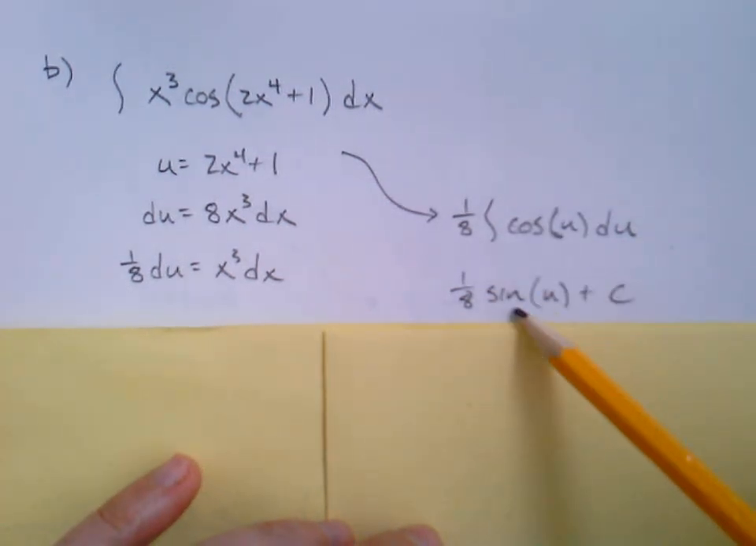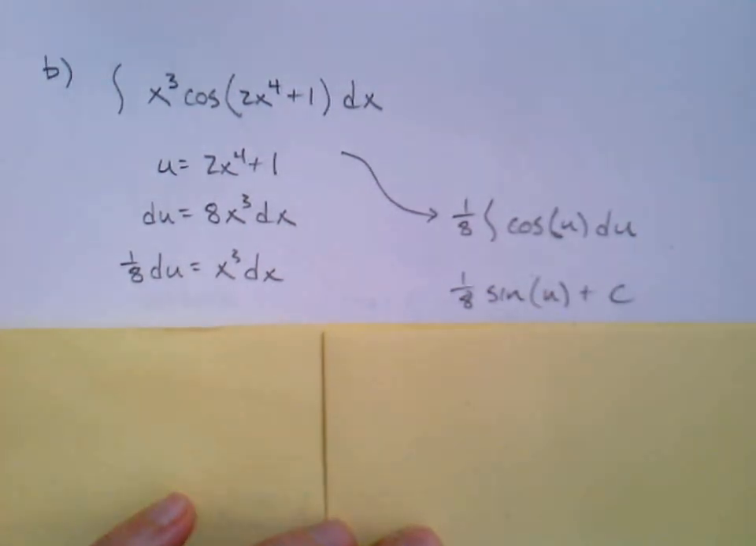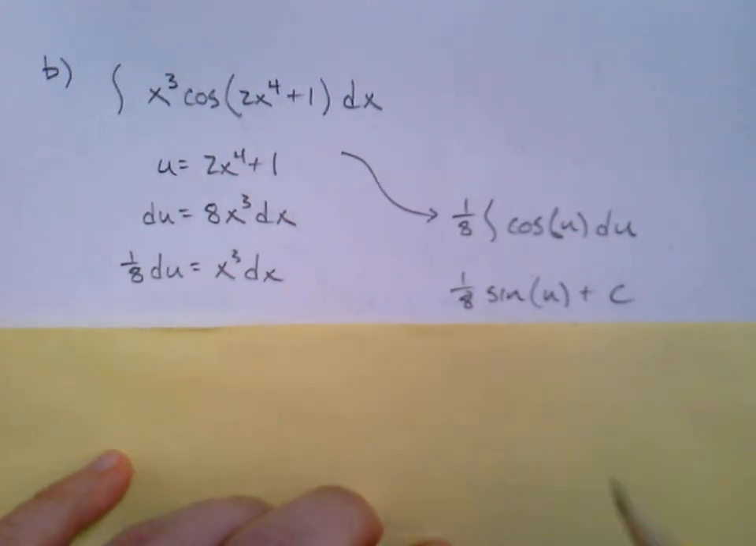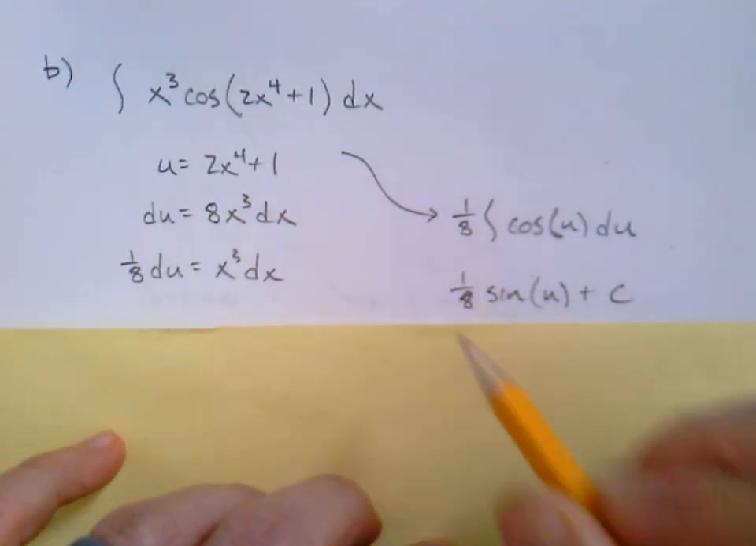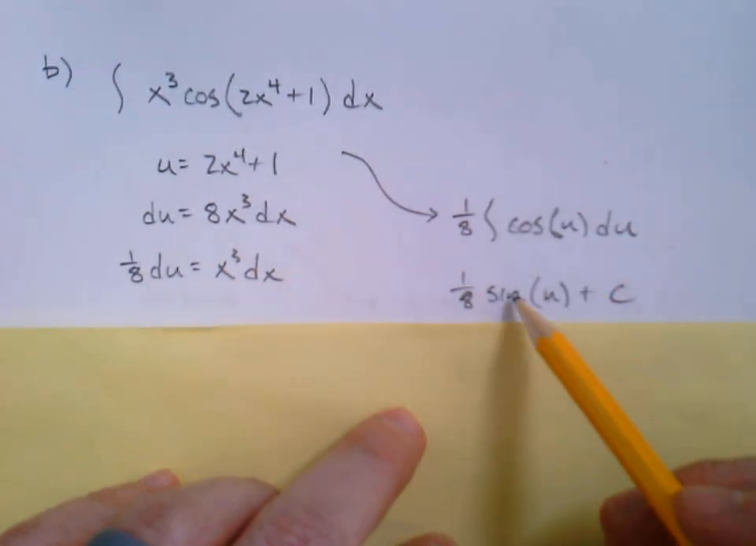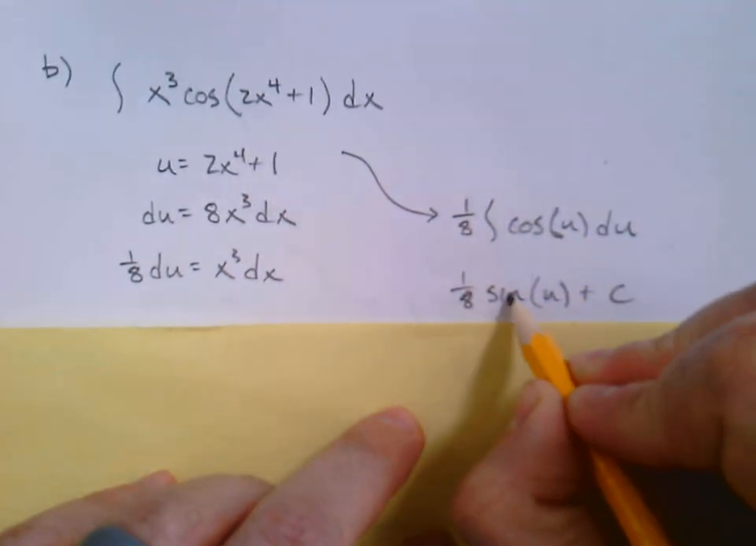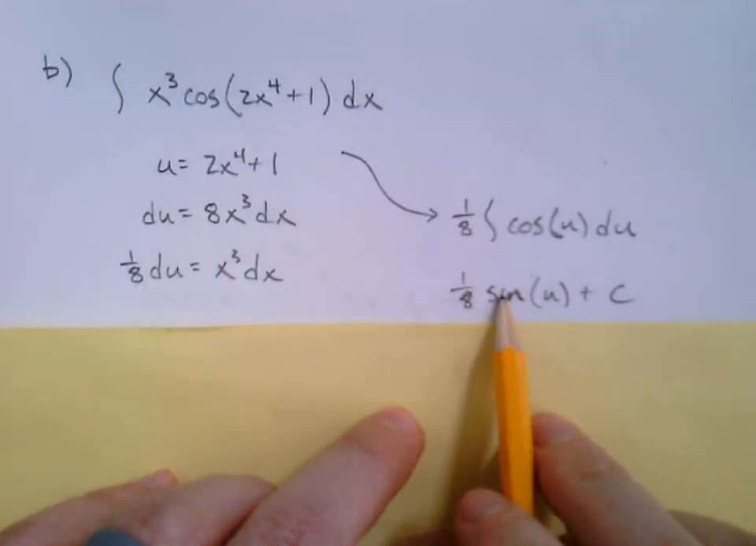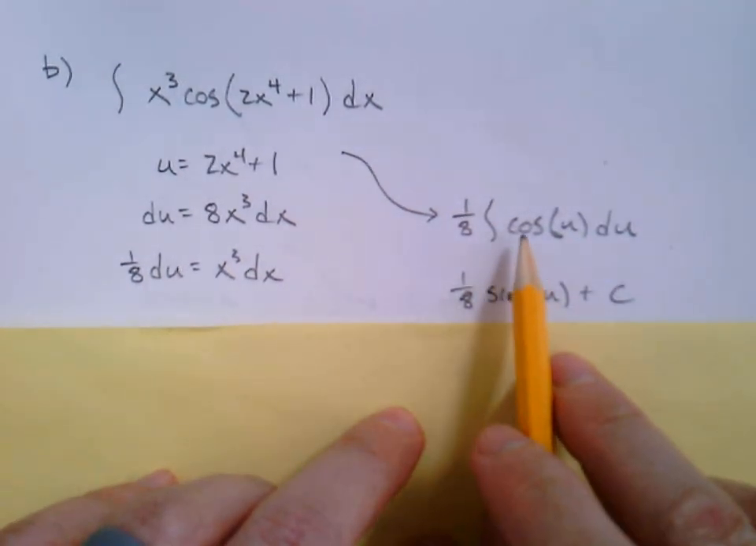Antiderivative of cosine is sine. Now, students tend to get mixed up on the negatives, right? The derivative of cosine is negative sine, but the antiderivative is just sine, because if you think backwards, the derivative of sine would simply give you cosine.